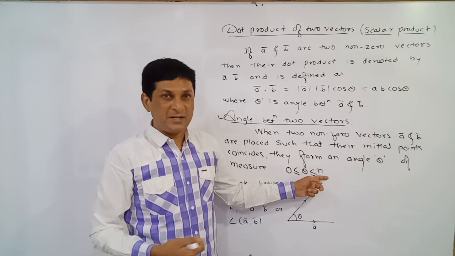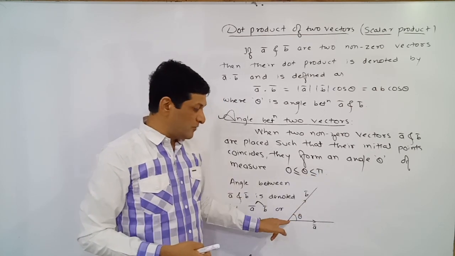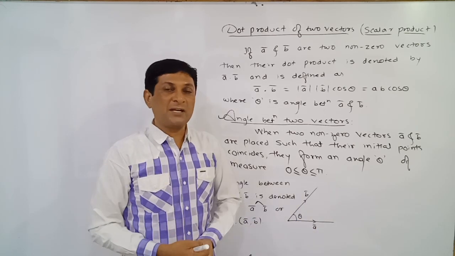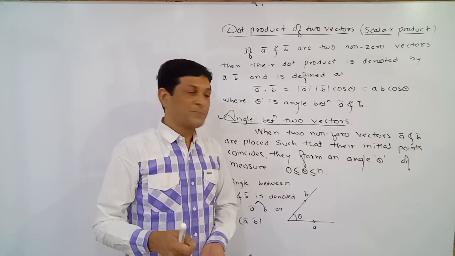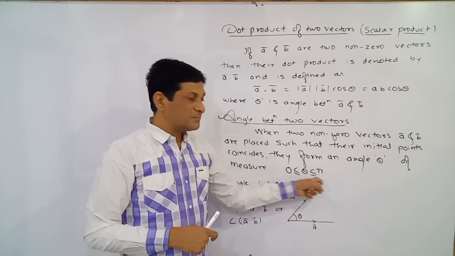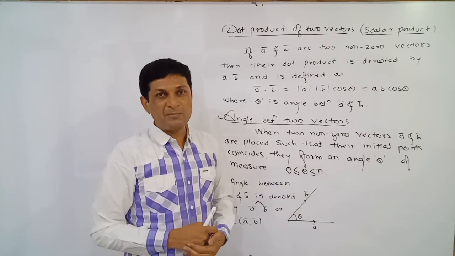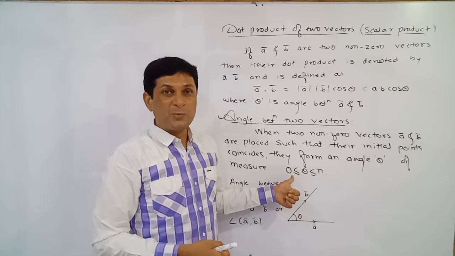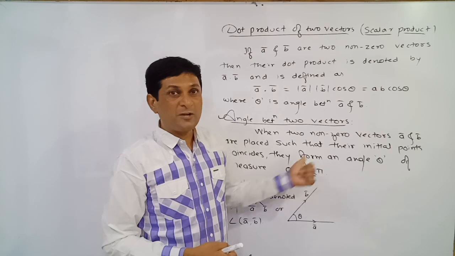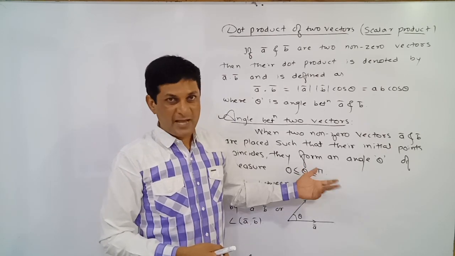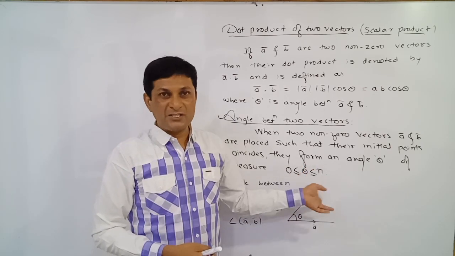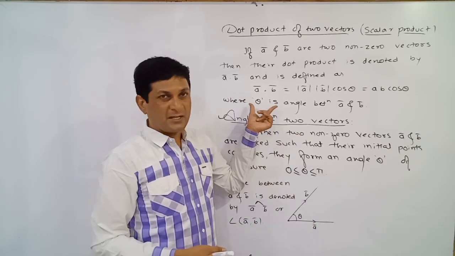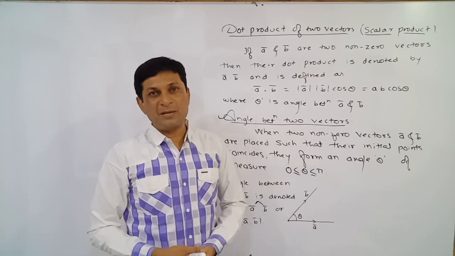Pi means 180 degrees. If a bar and b bar are two vectors having opposite directions, at that time the angle between these two vectors is equal to pi. So if theta is the angle between a bar and b bar, it may be possible that theta is 0, or theta is between 0 and 180, or equal to 180. Pi radian is equal to 180 degrees. So these are some ideas about theta. Theta means the angle between a bar and b bar.